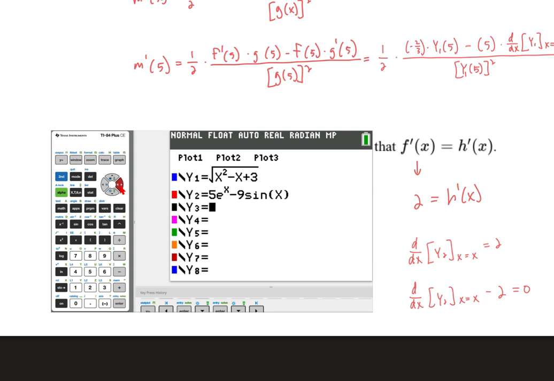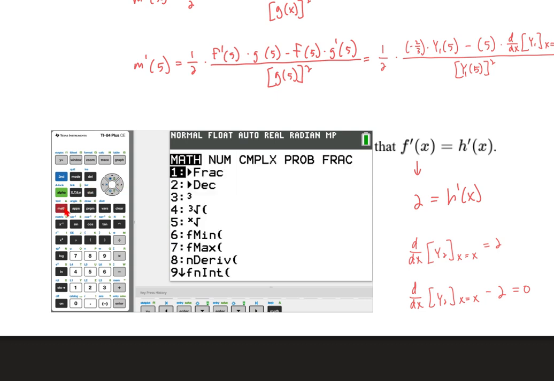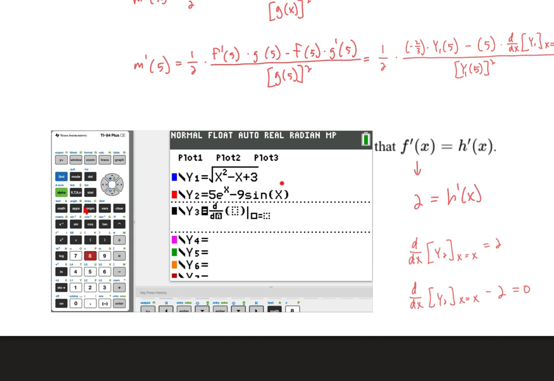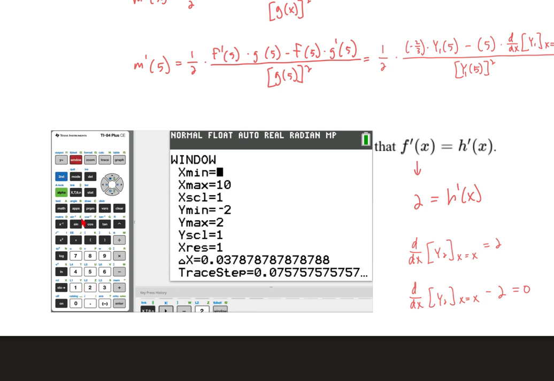Okay, so we'll make a new function for the derivative. Remember y2 is h of x, so we want the derivative of y2 at x equals x, since that's h prime of x, and then we'll subtract 2 so that we can calculate zeros. So we want to know where that y3 equals 0. First let's go to the window and change it according to the interval, because they're talking about the interval from -1 to 2.